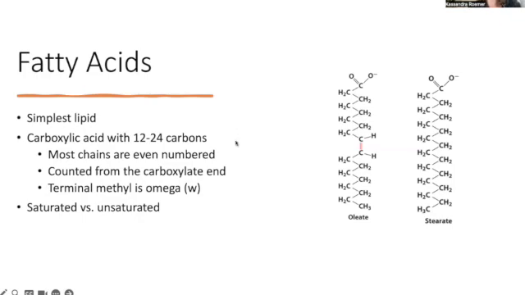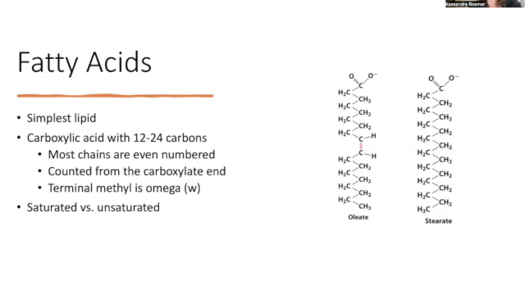Fatty acids can be saturated or unsaturated. Saturated fatty acids do not contain double bonds and have the maximum number of attached hydrogen atoms. They are solid at room temperature because they are packed very, very tightly together. They don't have any kinks or bends in their chain. And due to that high packing, they have a pretty high melting point.